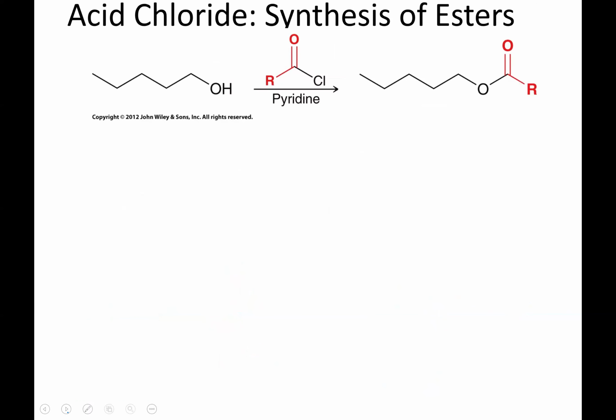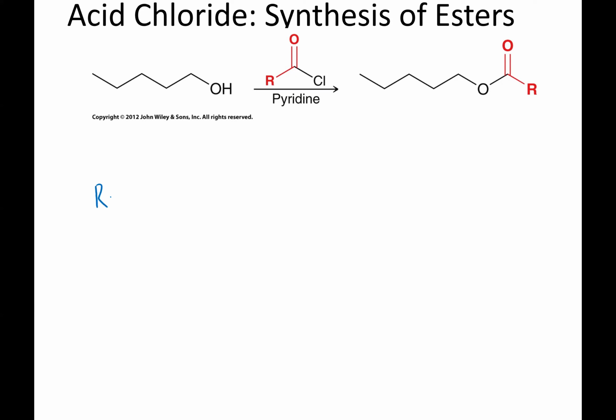And that's using the acid chloride in the synthesis of esters. So here is the reaction between an alcohol and the acid chloride to give us an ester. And these are often done with pyridine in the reaction mixture. So let's take a look at this reaction.